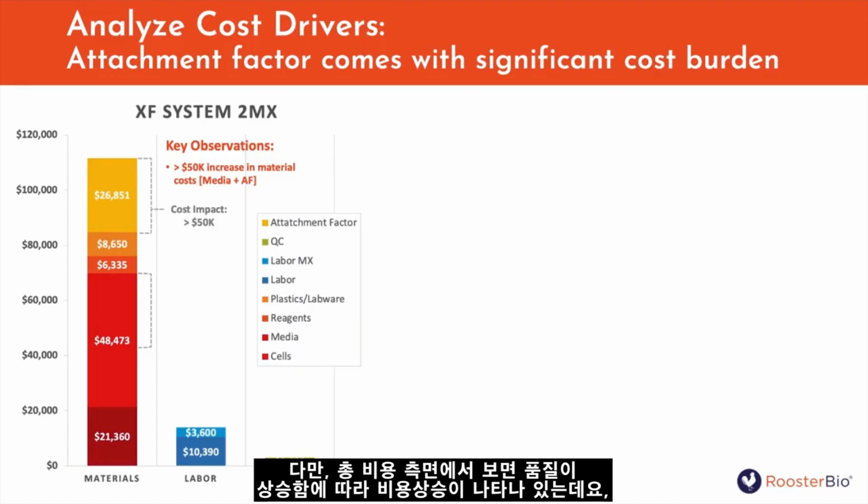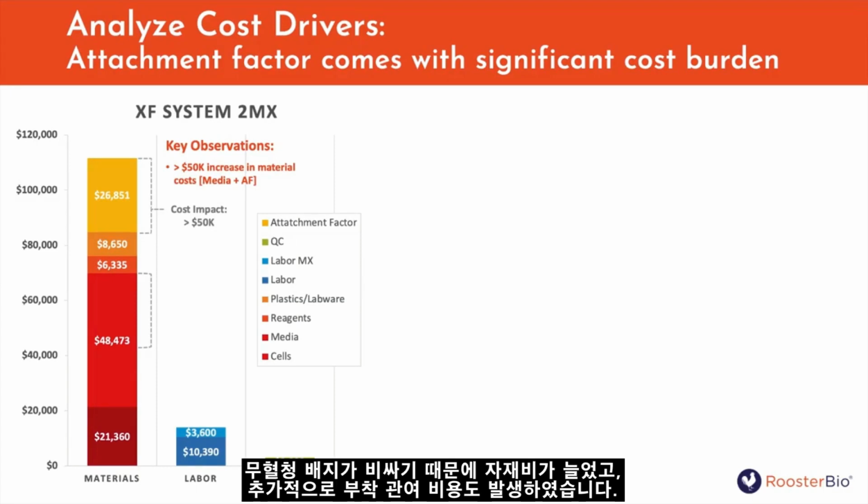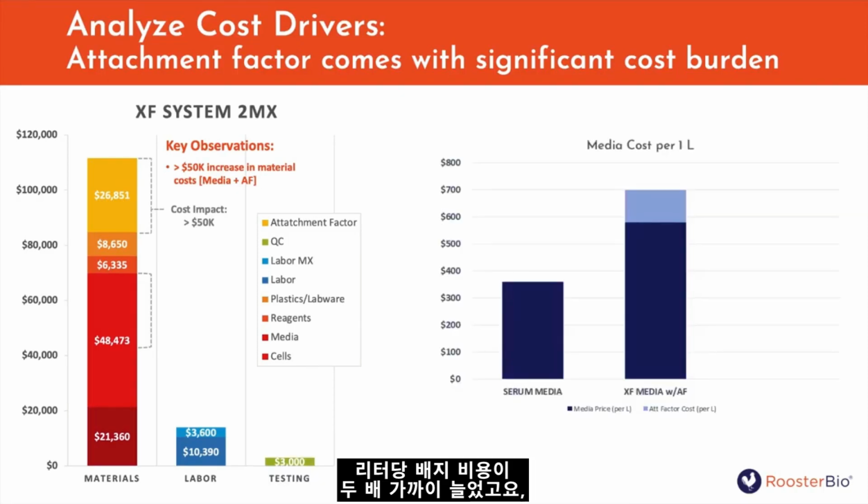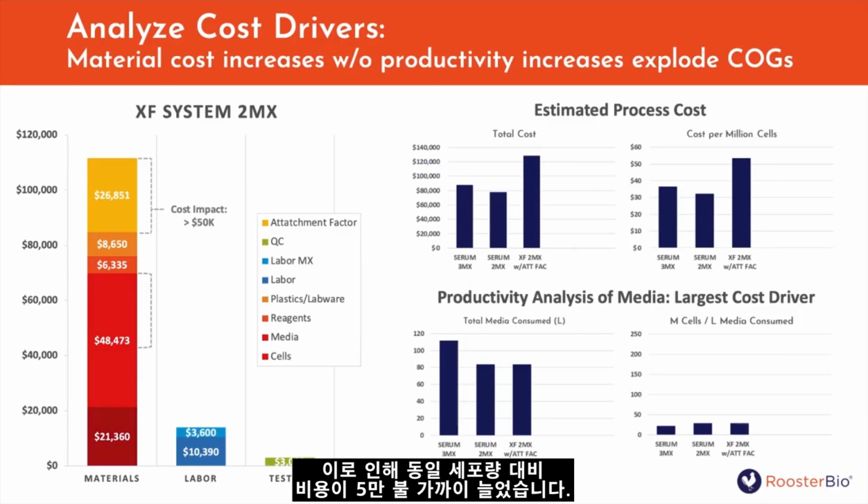This quality improvement, expectedly, carries over a significant increase in our total costs, impacting our material costs in a more expensive media, as well as the additional attachment factor. This is shown here by our media cost per liter, increasing almost twofold. This results in an increase of almost $50,000 without an increase in cell output, meaning our cost per million cells increased by almost 40%.